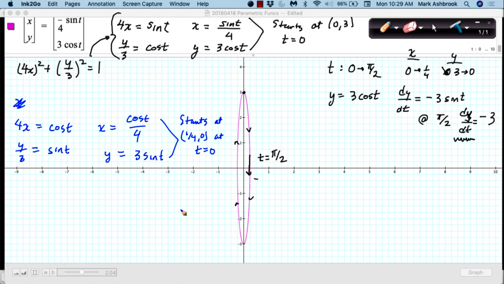So how can we verify it's going counterclockwise? Look at the top. At the top, what's changing, x or y? X is changing at the top. What's the derivative? What's dx dt? Negative 1/4 sine t. At pi over 2, that value is negative 1/4. If dx dt is negative 1/4, does this show that the points are generated counterclockwise or clockwise?